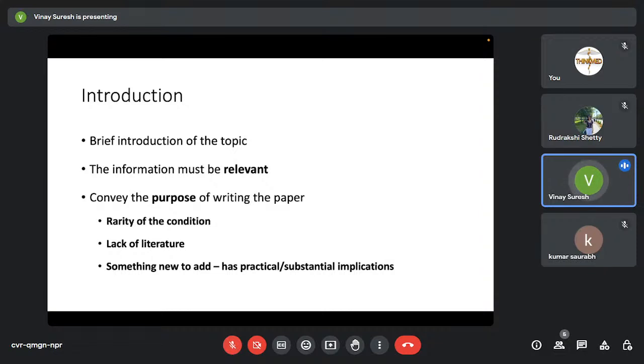That's it. So you need to also convey the purpose of writing the paper, because most likely you'll be writing about something that's rare. So you need to mention the rarity of the condition, or you need to mention the gap in literature that you're trying to fill. And of course, most likely, your study has something to add. It has substantial implications that you'd like to mention.